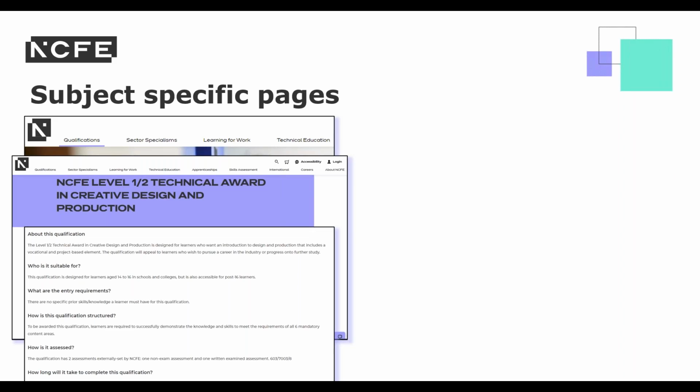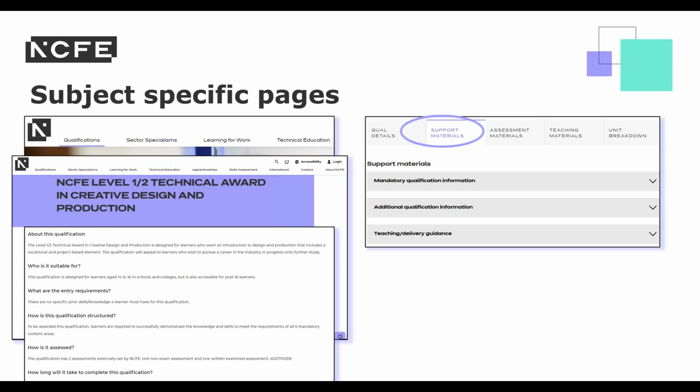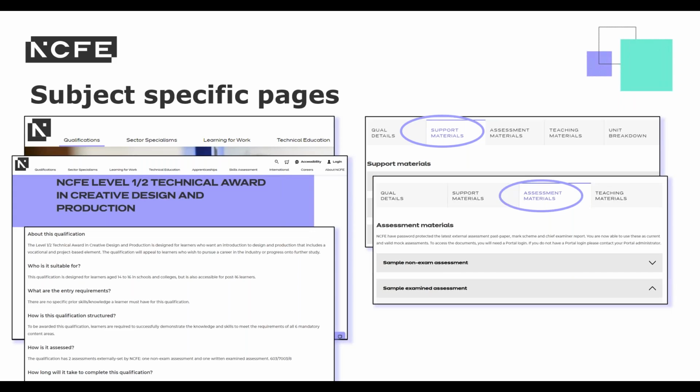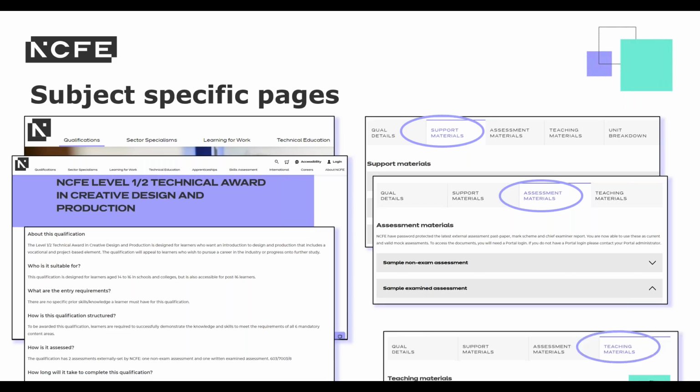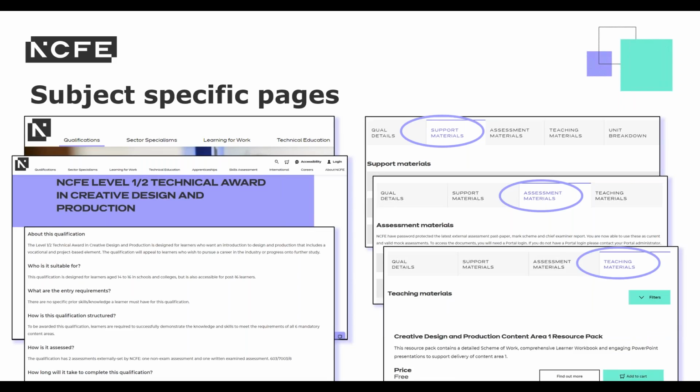And if you scroll further down, you will see the Support Materials tab, where you'll find the qualification specification and the tutor guidance document. In the Assessment Materials tab, you'll find the sample assessment materials that are available for the NEA and the EA. And lastly, the teaching materials are also available to download from here too. And if you don't have a login, it is usually your exams officer that can help. And you can also refer to the portal user guide on our website for further support.